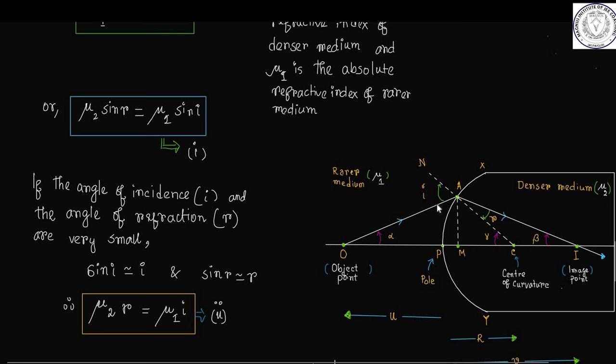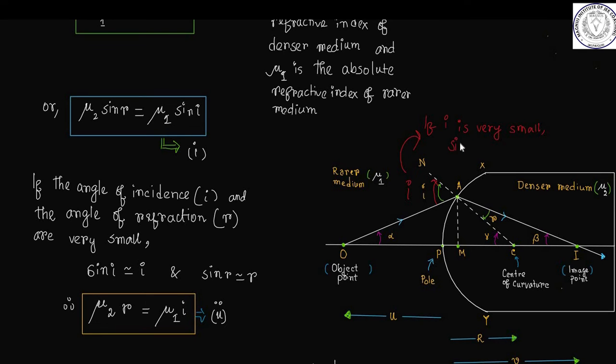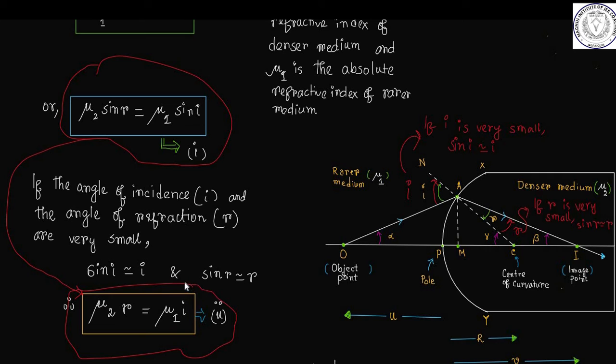In the diagram, if the angle of incidence I is very small, in that case sin I is approximately equal to I. Similarly, if the angle of refraction R is very small, we can assume that sin R will be approximately equal to R. In this case, equation 1, mu 2 sin R equal to mu 1 sin I, becomes mu 2 R equal to mu 1 I.